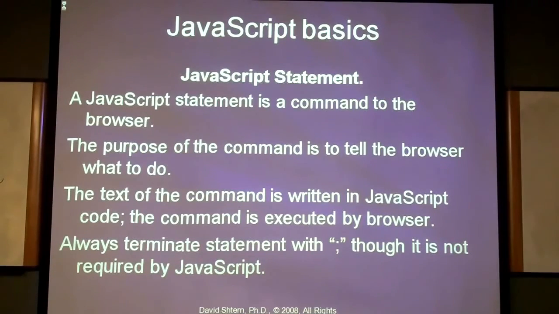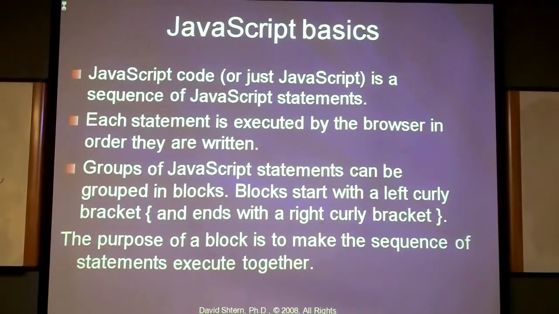So JavaScript statements should always be terminated with a semicolon. It's not a requirement, but it's highly desirable. In that case, you can easily see the distinction between two different statements. Essentially, it's a sequence of JavaScript statements, and each statement is executed in the browser in the order they are written. Okay, we can change the order, we have that possibility, but typically, if we don't use those techniques, the statements are executed in the order they are written.